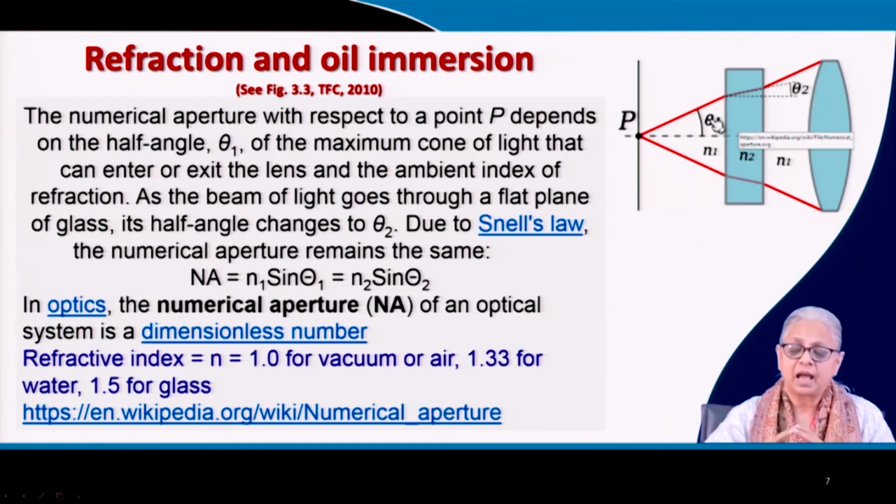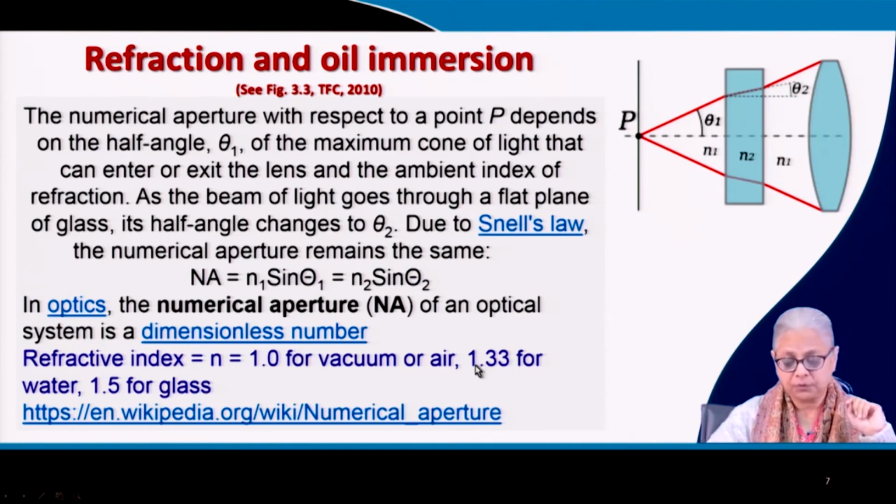So if I add a drop of oil, oil has the same refractive index as glass, and I will stop some of the light from getting scattered. In fact, I can prevent almost all of the light from being scattered. So oil immersion lenses give us the best results. Okay, now what about water? 1.33 is the refractive index for water.